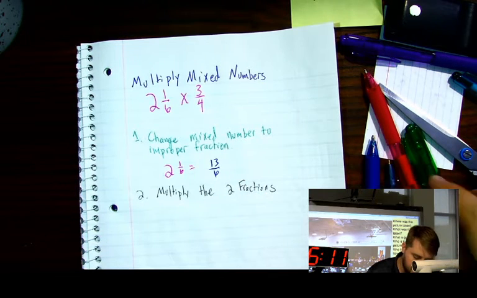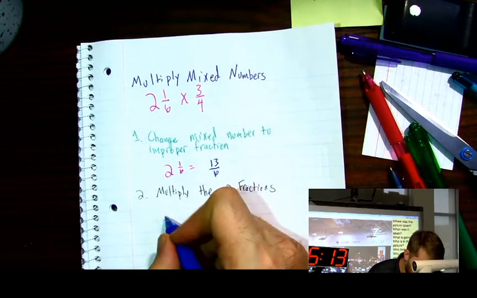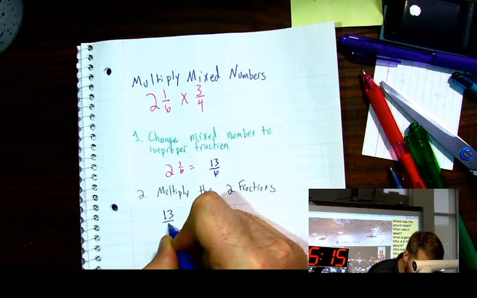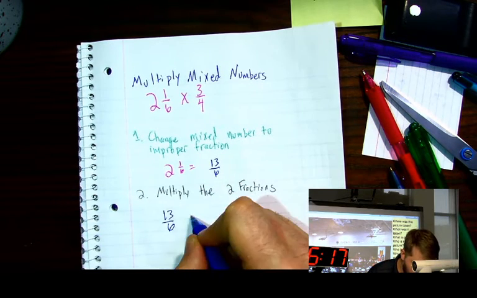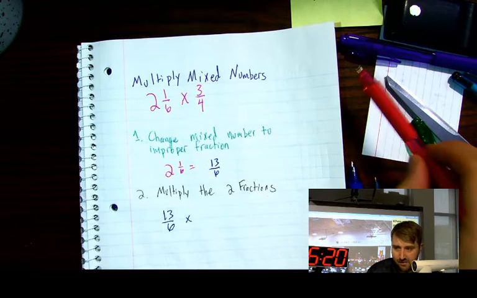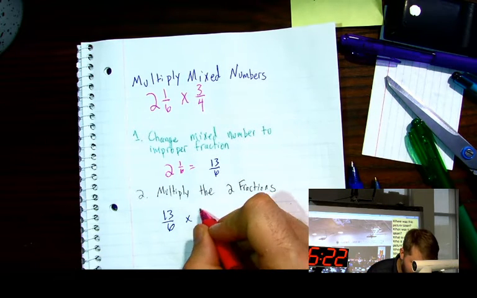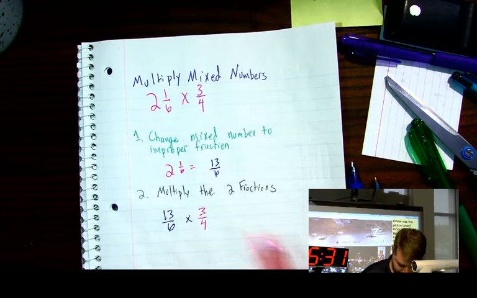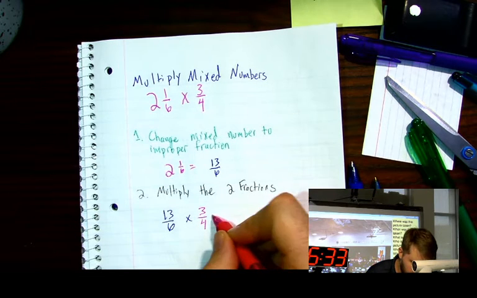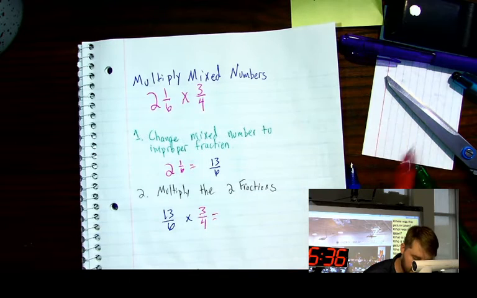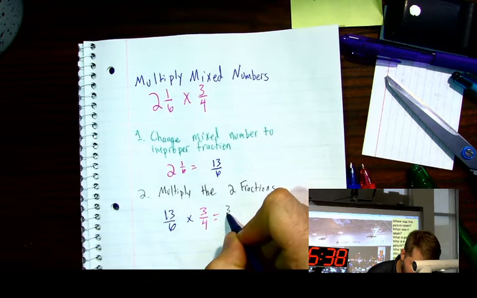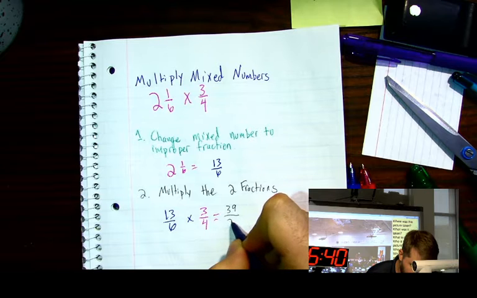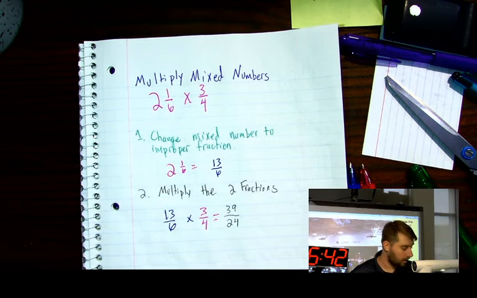So we have our first fraction here of 13/6. That is our improper fraction. And then we're going to multiply it by this 3/4 that we have up above. And this is going to be tough math, but I know that you can do it. We multiply numerators. 13 times 3 is going to be 39. And then 6 times 4 is 24. And there is our answer.